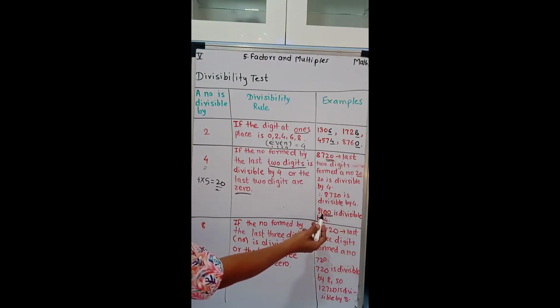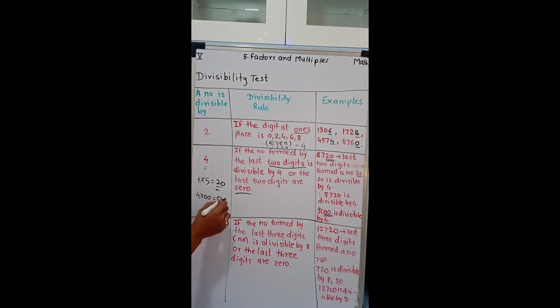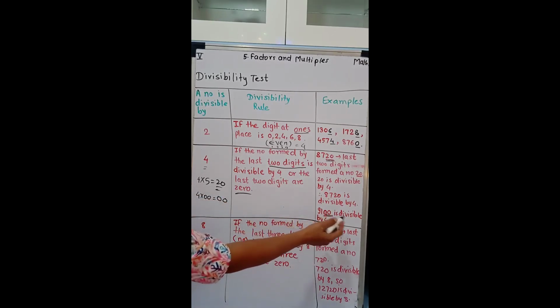Also 9100. Here the last two digits are 00. As we know, 4 into 0 is 0 only, so 9100 is also divisible by 4. No need to check further.